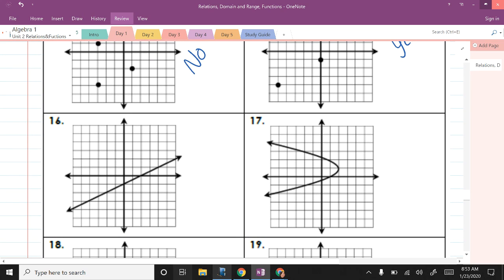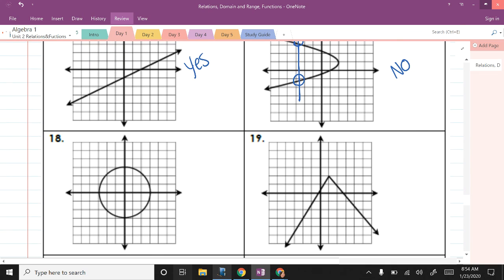Number 16 is just a continuous slanted line, function or not a function? Yes, it is a function. It passes the vertical line test. Number 17 is a sideways parabola. What do you think? No, because if I drop a vertical line right here, I'm touching it in two places, so no, it's not a function. If you can put a vertical line anywhere and it touches twice, it's not a function. We already said a circle is what? Not a function. So that one would be no.